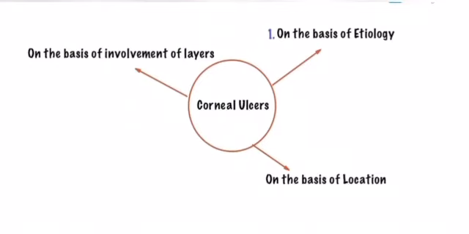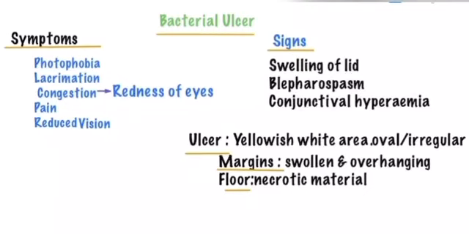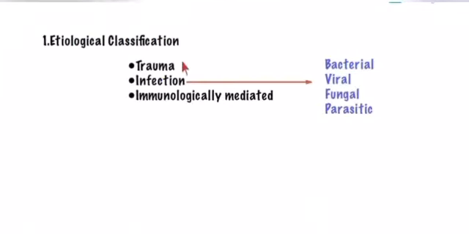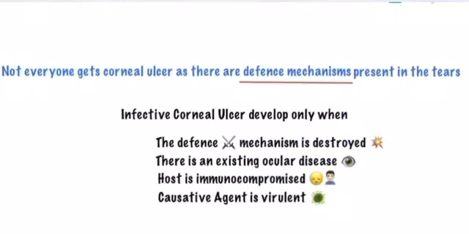In this video we'll be talking about the etiological classification. The ulcer can be due to a trauma. It can be due to an infection, which can be bacterial, viral, fungal, or parasitic. It can also be immunologically mediated. In this video, like I told you before, we're only dealing with bacterial corneal ulcers.